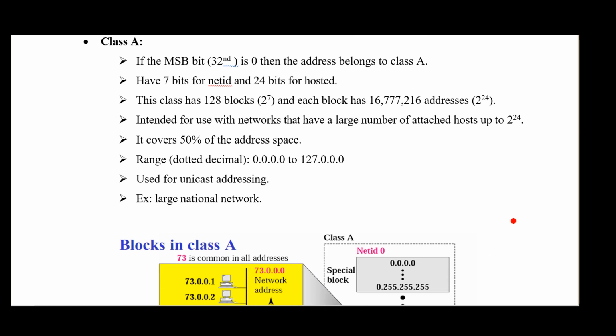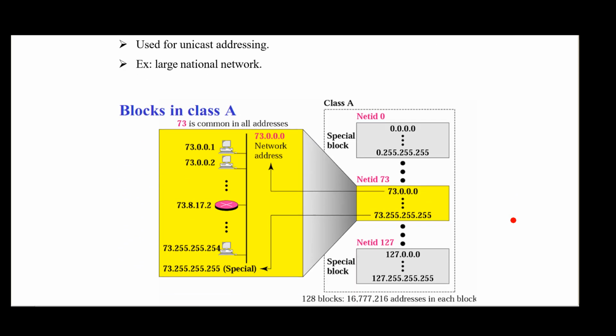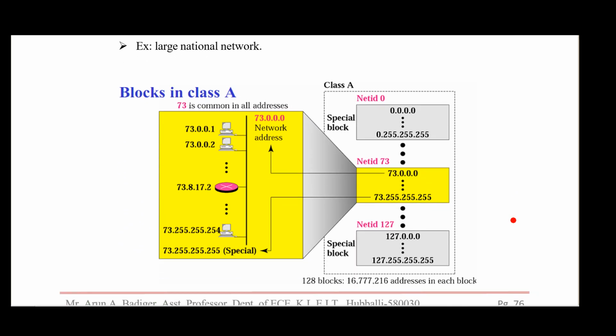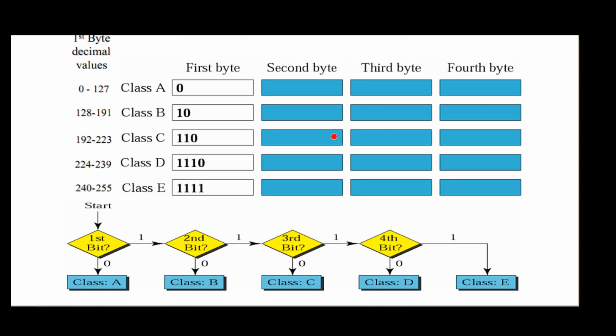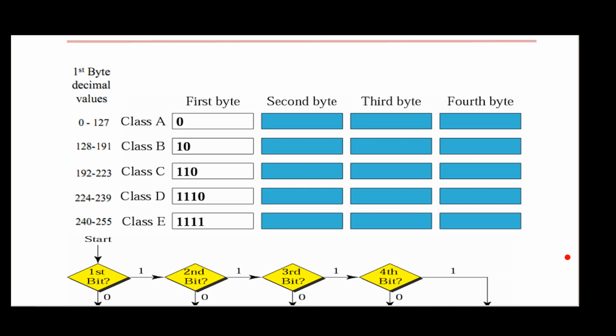Okay, so in class A, as we have seen, the first bit 0 is reserved. Therefore, in class A, the first byte will be the network address and the last bytes will be the host address. We'll see it here again. So in this one, how many network addresses and host addresses will be there?